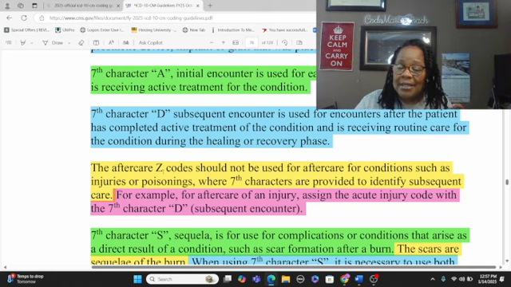So guys, I put a note in my guidelines in my book that states aftercare Z codes should not be used for injuries or poisonings. That's important. For example, for the aftercare of an injury, you're supposed to assign the acute injury code with the 7th character D for subsequent encounter. So you notice it's saying here, if it's an injury or a poisoning, where we would normally think to go to aftercare codes, no, this is an aftercare for injury or poisoning, so you're going to use the active or the acute injury code, but on your 7th character, use a D instead.